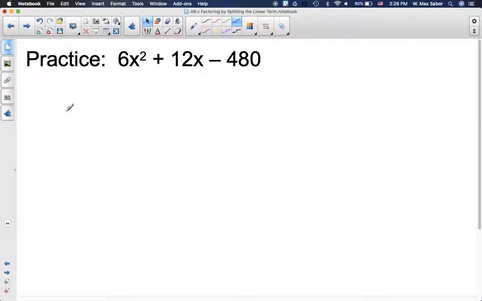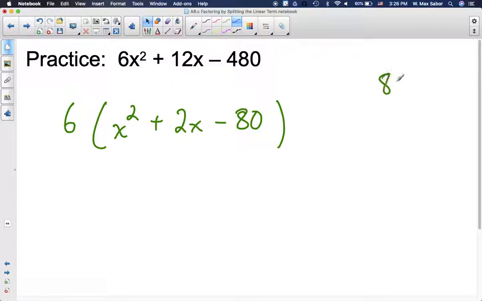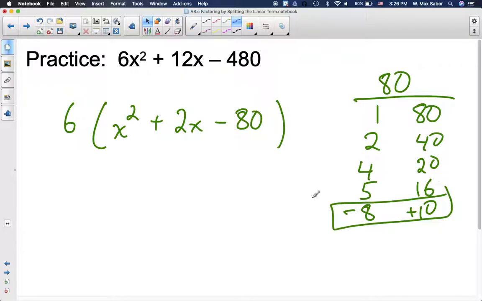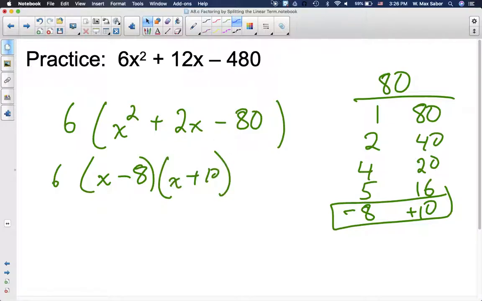Last one, here they're all divisible by 6, leaving us with x squared plus 2x minus 80. 80 can be done 1 and 80, 2 and 40, 3 doesn't work, 4 and 20, 5 and 16, 7, 8 and 10. So positive 8? No, negative 8 and positive 10 will work. So 6 times x minus 8, x plus 10. That's how we factor by splitting the linear term. Thank you.